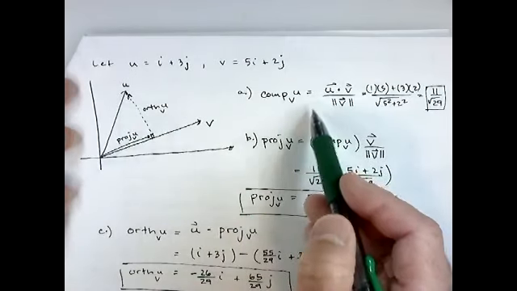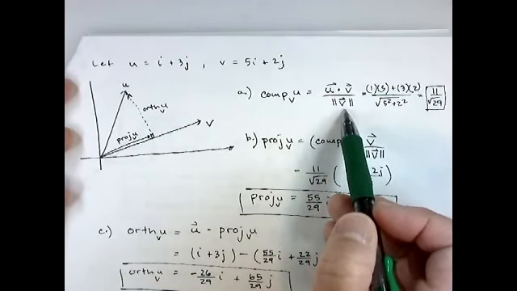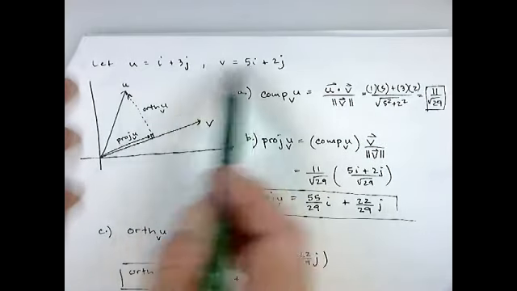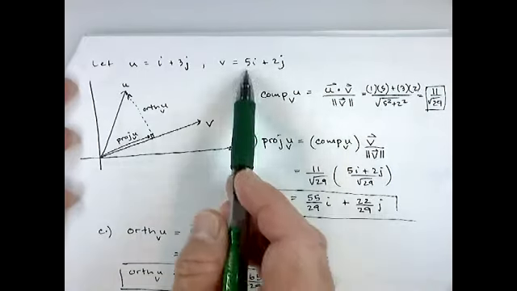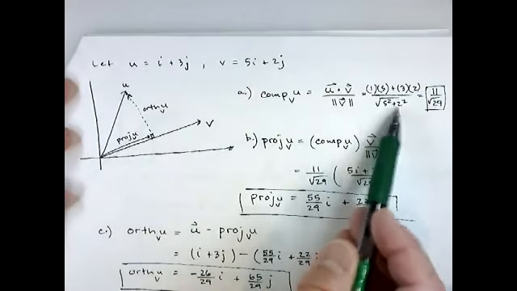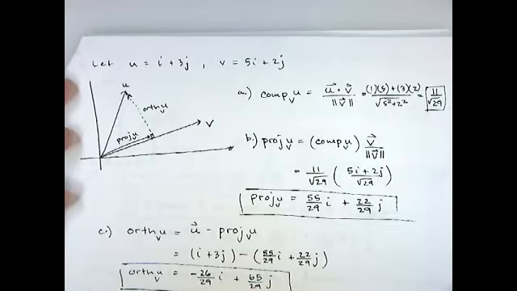So using my formulas for the component, it's just u dotted with v over the magnitude of v. Dot product is just 1 times 5 plus 3 times 2. And then remember, the magnitude is the square root of each component squared added together. So I'm getting 11 over root 29.